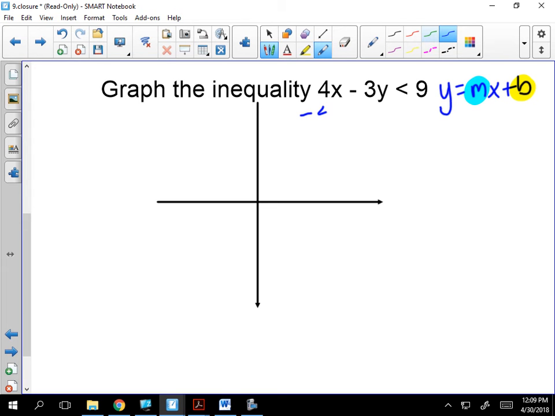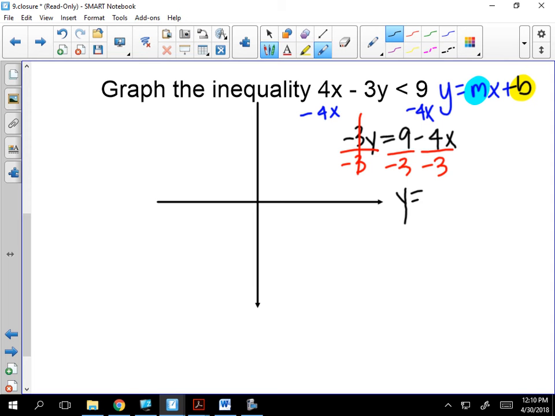So I'm going to subtract 4x from both sides to get the y by itself. So negative 3y equals 9 minus 4x. And then divide everything by negative 3 to get the y by itself. So my equation is y equals negative 3 plus 4/3 x, and I could divide this and it would be 1.33, but it's easier to graph if you leave it as a fraction.